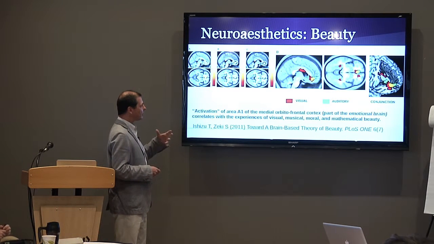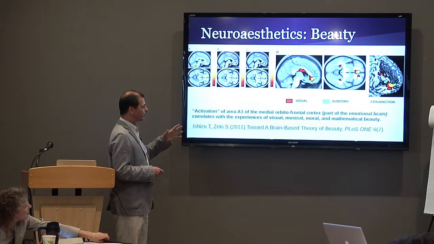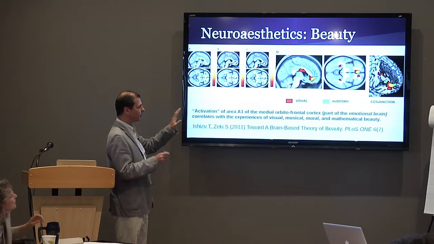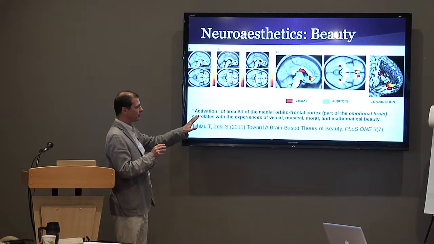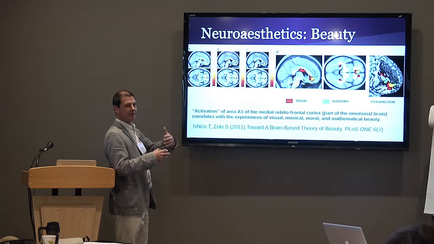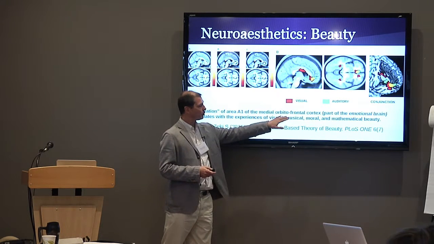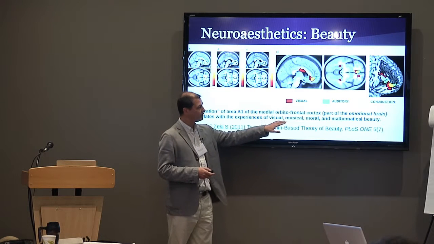Here's an example of some work where they're looking at observers who are experiencing beauty. What they notice is there's a particular part of the brain that, when you measure its activation compared to when they're not experiencing beauty, lights up. This is what you see in traditional neuroimaging experiments. And they can do this from a visual perspective, an auditory perspective, and an audio-visual perspective.